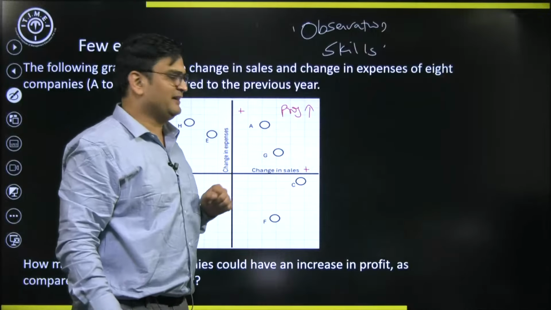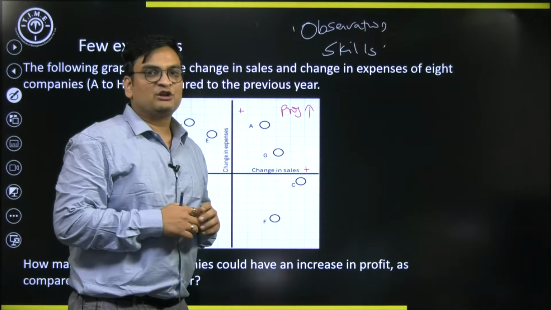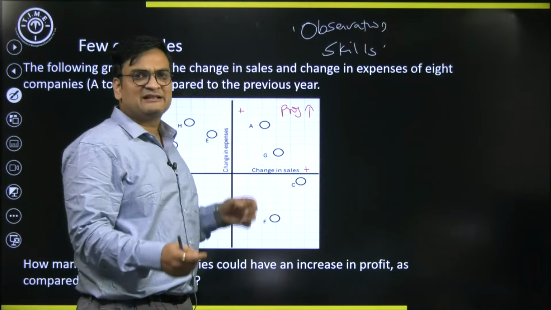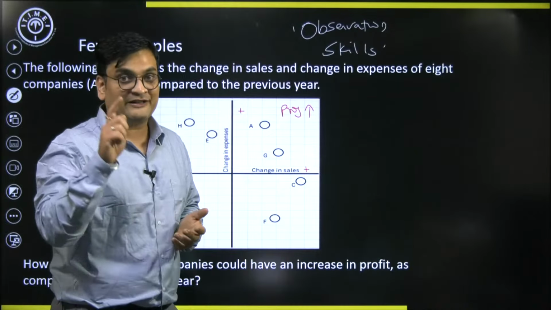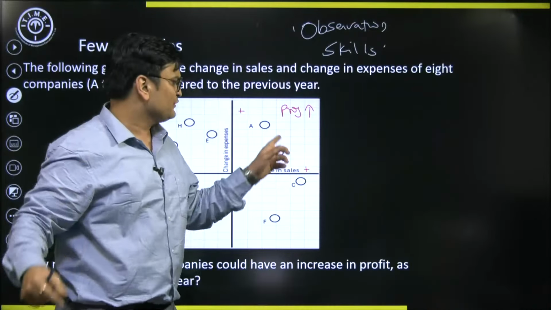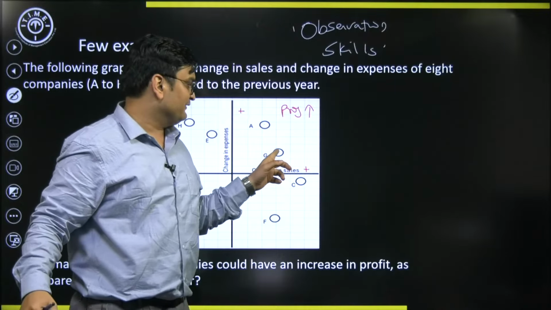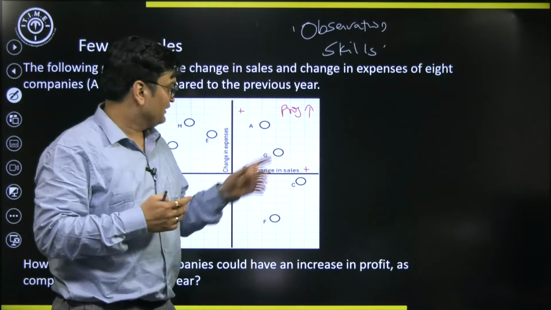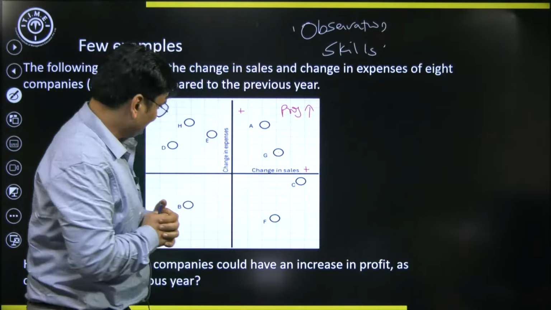Suppose, for example, for A, the sales increased by 1200 rupees, whereas expense increased by only 300 rupees. So effectively, sales are increasing more. So we could say profit could increase. Similarly, for G also, profit may increase. So for these two, profit could increase.